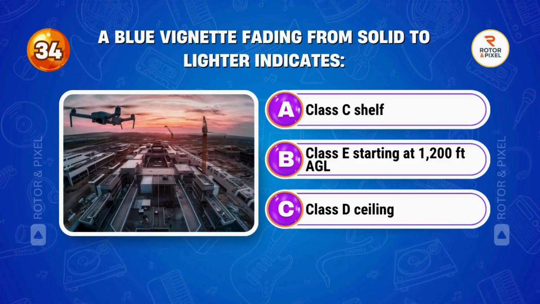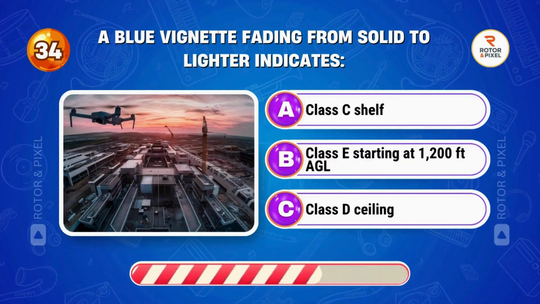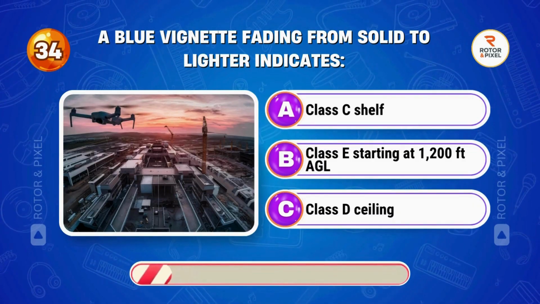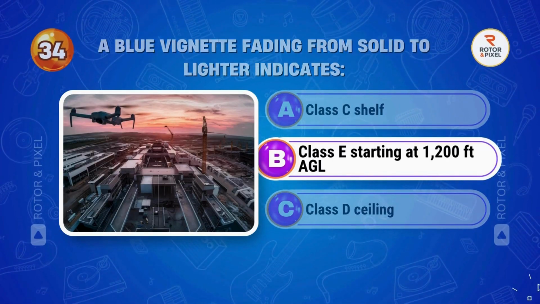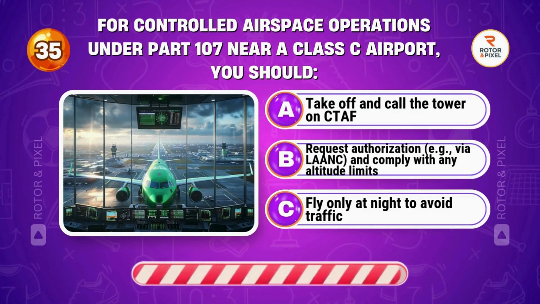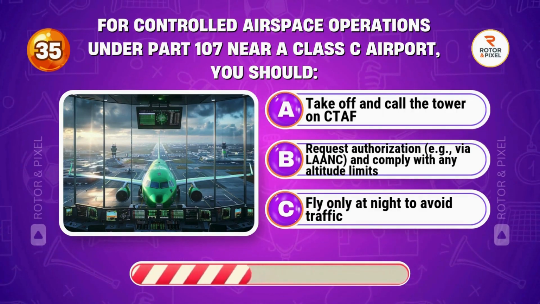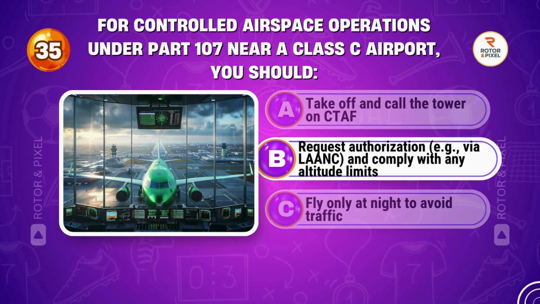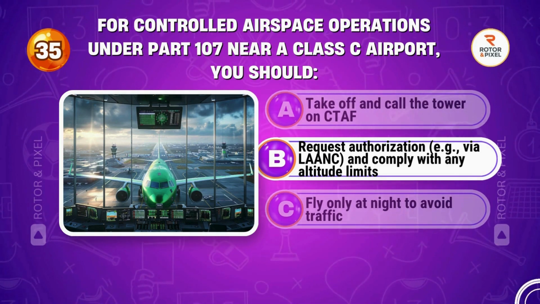A blue vignette fading from solid to lighter indicates Answer B, Class E starting at 1,200 feet AGL. For controlled airspace operations under Part 107 near a Class C airport, you should Answer B, request authorization, e.g. via LAANC, and comply with any altitude limits.